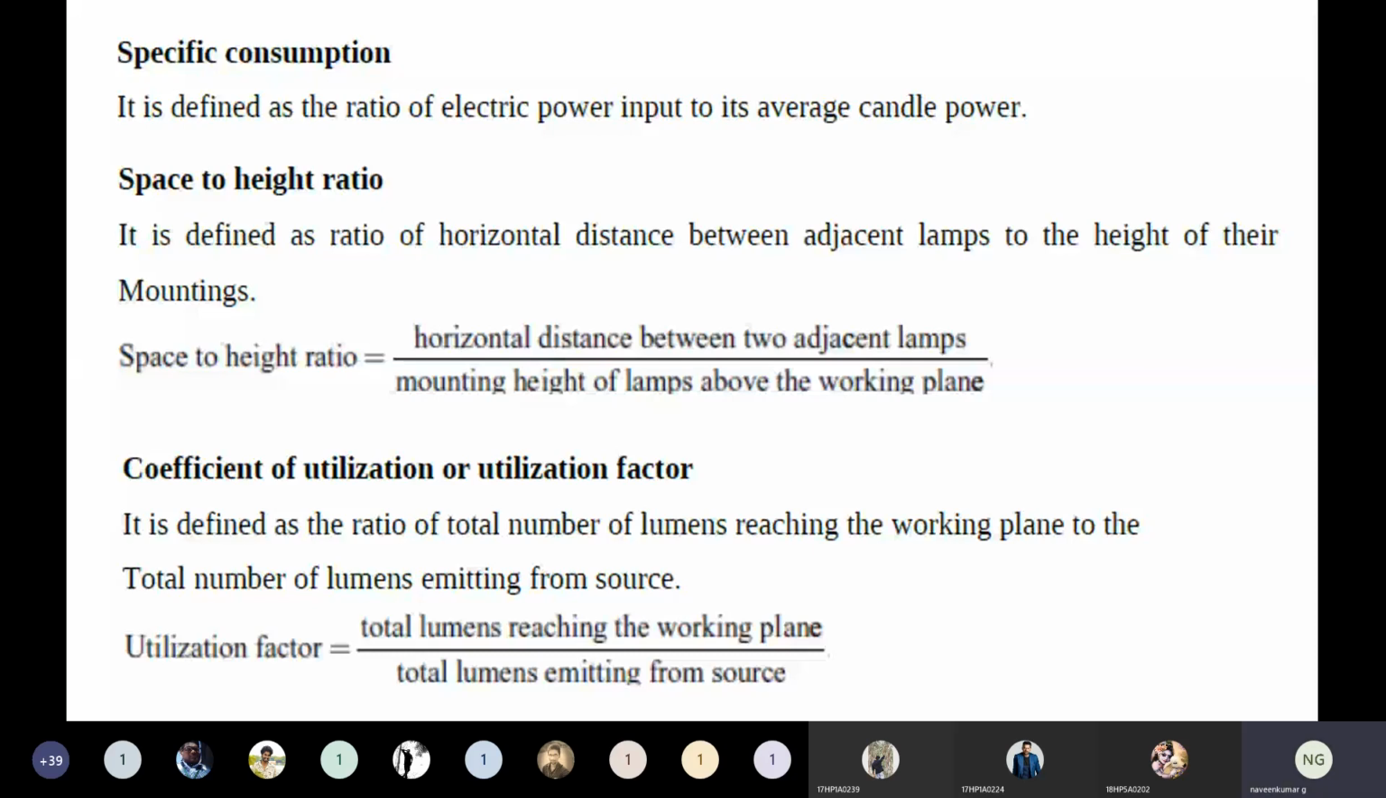For example, you are having two lamps spaced between them is about 5 meters, and again the height of the lamps is about 4 meters. So the space to height ratio will be 5 by 4. 5 divided by 4, that is 5 is to 4. That's the space to height ratio.